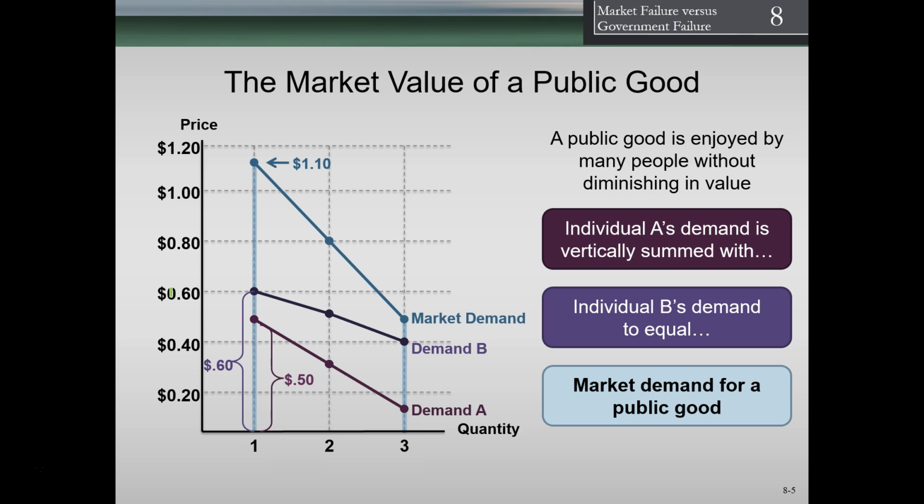Of course, it's difficult for us to do that in reality. We couldn't really measure every individual's demand curve for something like the military. That would be very difficult to do. However, we can think conceptually that it would make sense. We can say the value of the military would be the added values of the demand curves, how much it would be worth to each individual who is benefiting from it.